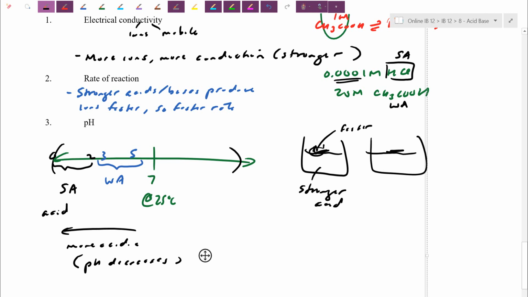Okay, so a couple experimental tests to distinguish between strong versus weak. Strong versus weak have to do with how easy it is to ionize, and that's how we do a test.